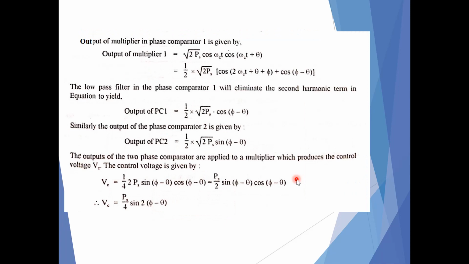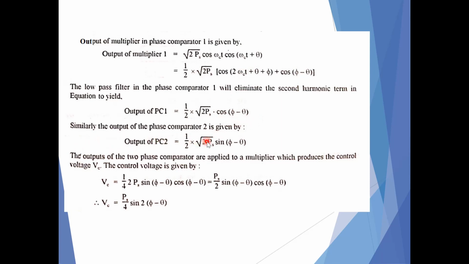Output of multiplier in phase comparator 1 is given by under root of 2Ps cos omega ct into cos of omega ct plus theta. We can solve this. A low pass filter in the phase comparator 1 will eliminate the second harmonic term in the equation. So output of PC1, that is phase comparator 1, will be half of under root of 2Ps. Only this first term will be retained, and the second harmonic term will be eliminated. So we will be getting cos of phi minus theta.